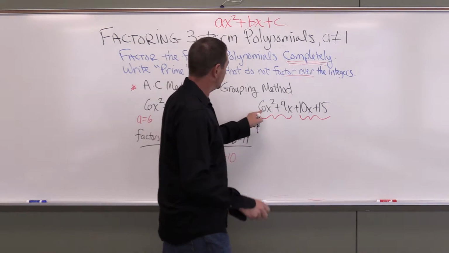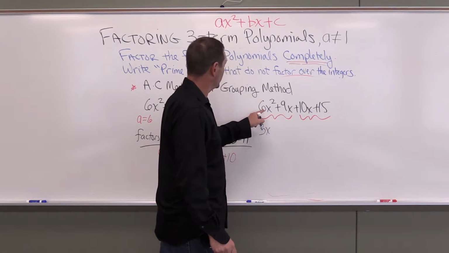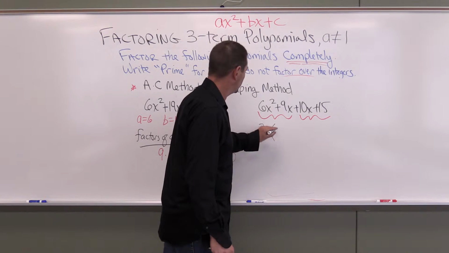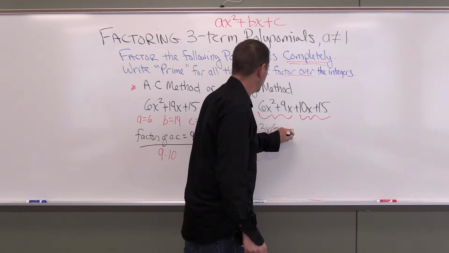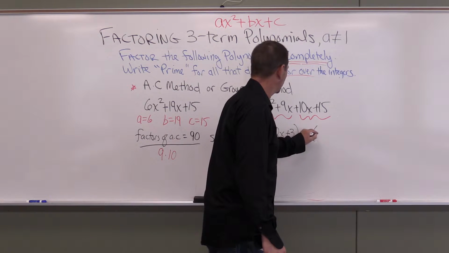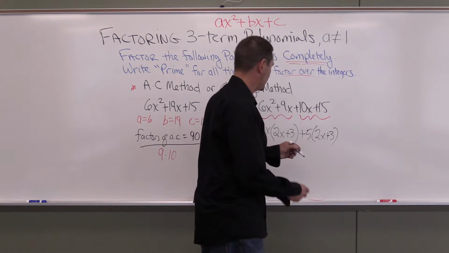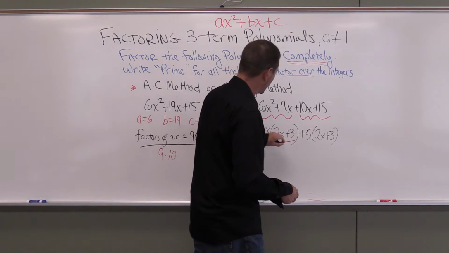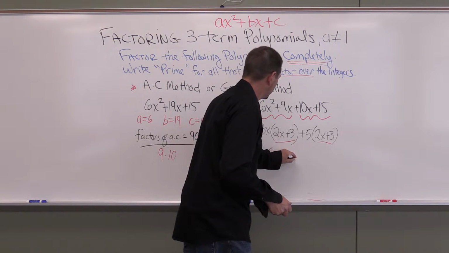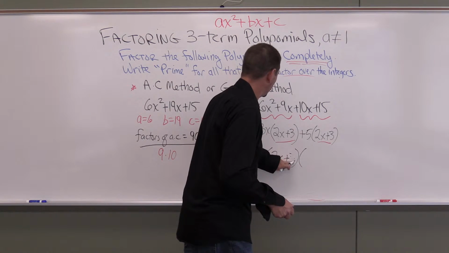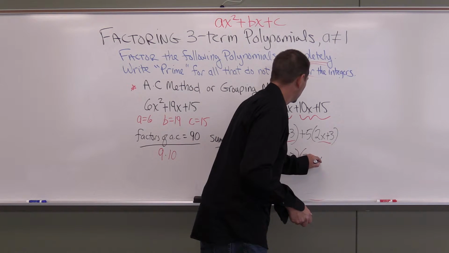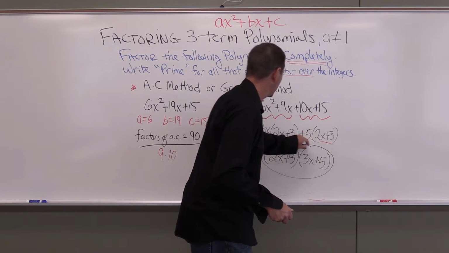And so I see that the common GCF of the front 2 is 3x. What's left will be 2x plus 3. In the back, I see I have a common 5 that I can take out, and I'm left with 2x plus 3. And then you'll notice, cool, I have a common binomial factor that I can take out, and it's 2x plus 3 times what's left, which is 3x plus 5. And you're done, you just factored it.